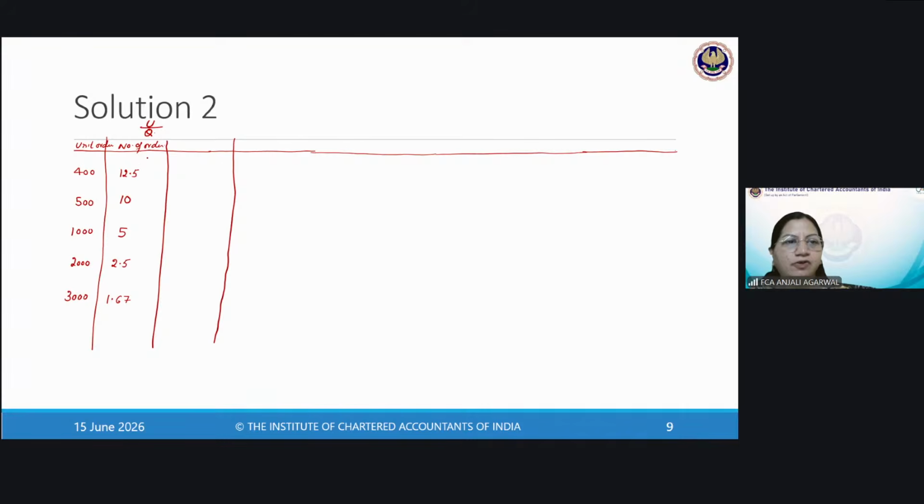So how many orders are we placing? These are the number of orders. Then what would be the placing cost? Placing cost would be 1200 per order, multiplied by the number of orders. So 1200 into 12.5.